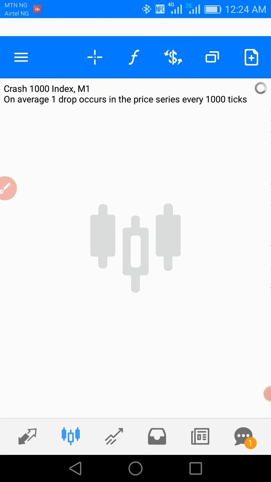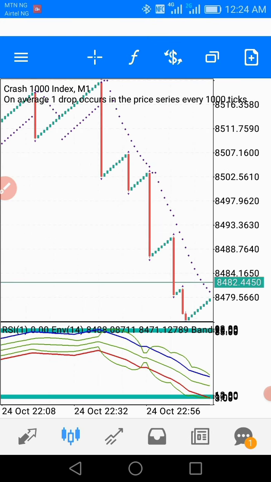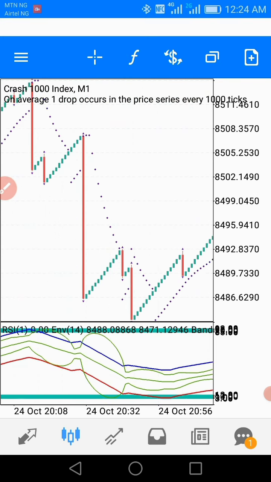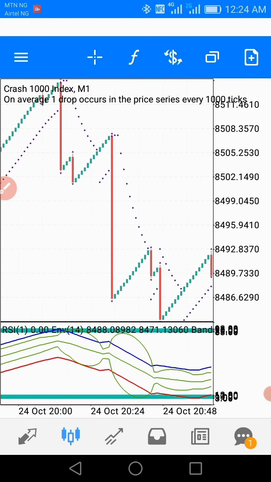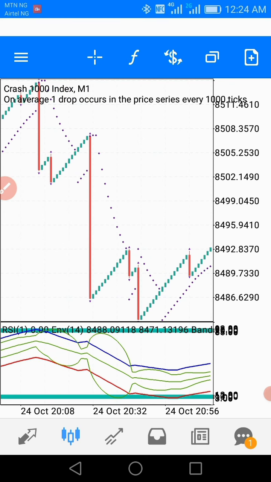Now for Crash, you are looking at the same spike, but the crossing is now between the red line of the envelope and the last line of the Bollinger Band. Now let me repeat, the crossing for Crash is between the red line of the envelope and the last line of the Bollinger Band. That is the down line of the Bollinger Band.